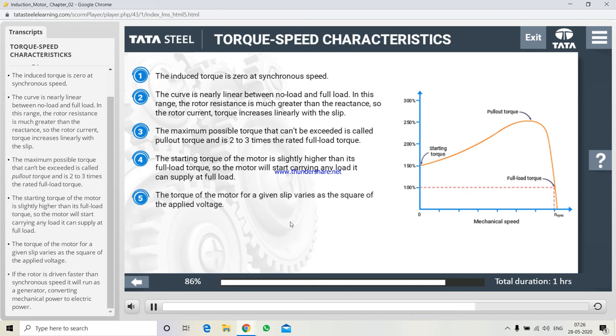5. The torque of the motor for a given slip varies as the square of the applied voltage. 6. If the rotor is driven faster than synchronous speed, it will run as a generator, converting mechanical power to electrical power.